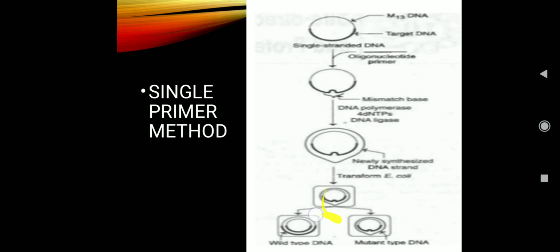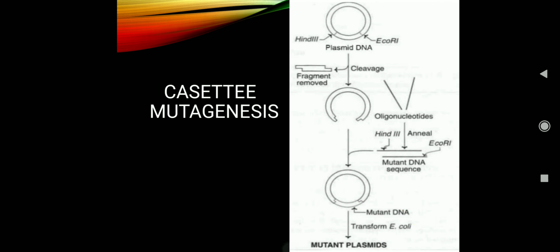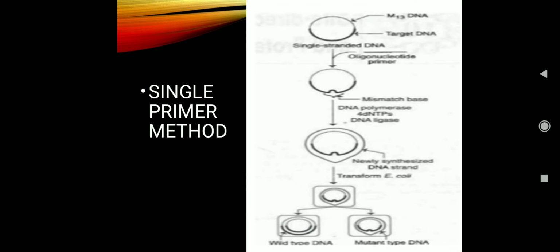the E. coli cells will start dividing. So when it divides, it is possible that we get the cells having wild type DNA and the mutated DNA. So we have to screen them by sequencing. When we sequence the DNA, we get the wild type and the mutant type. So wild type will be removed and the mutant type will be retained. So this is how we are going to create site-directed mutagenesis by using single primer method.